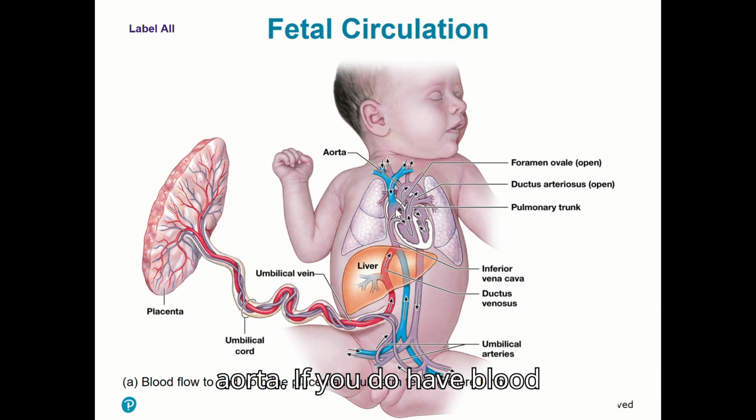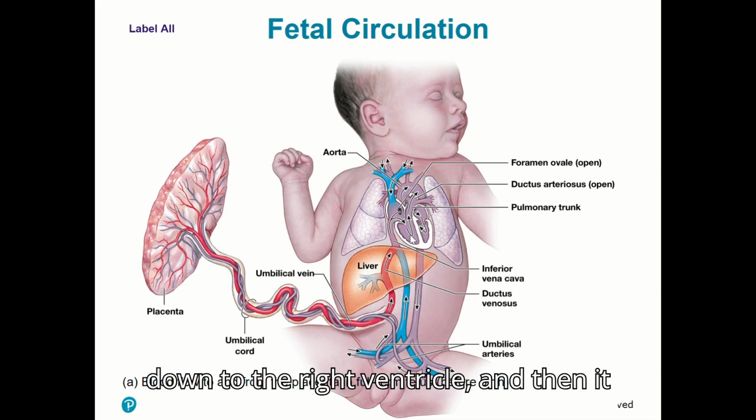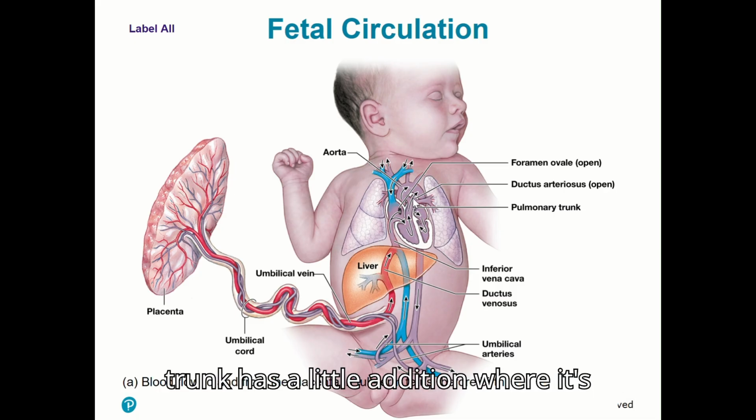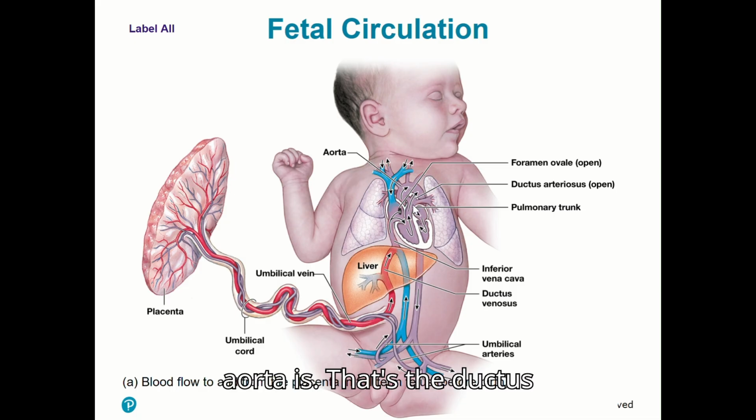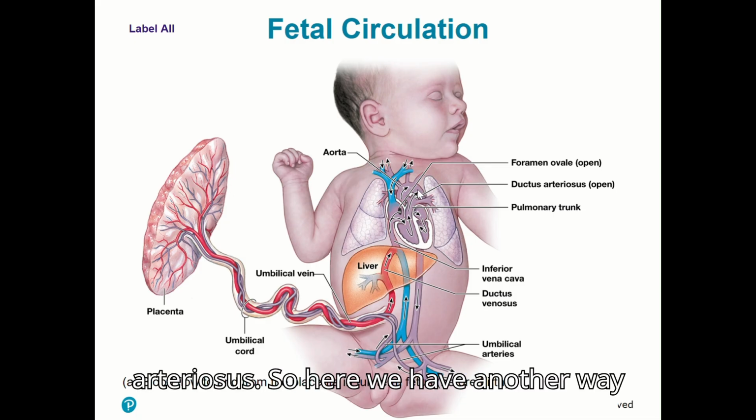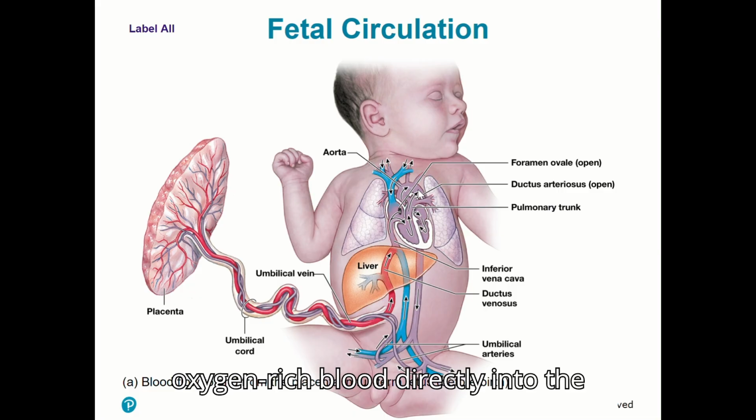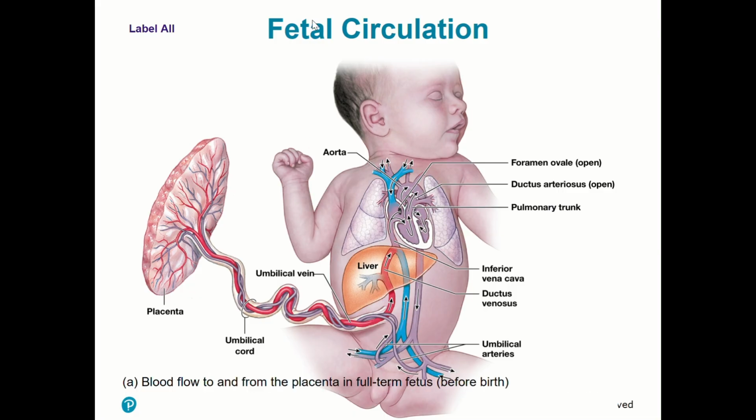If you do have blood that's going down from the right atrium to the right ventricle, it would normally come out through the pulmonary trunk right here. The pulmonary trunk has a little addition where it's going to connect directly into the aorta. That's the ductus arteriosus. So here we have another way to bypass the lungs by dropping that oxygen-rich blood directly into the aorta, and then it's of course getting pumped out through the rest of the body.